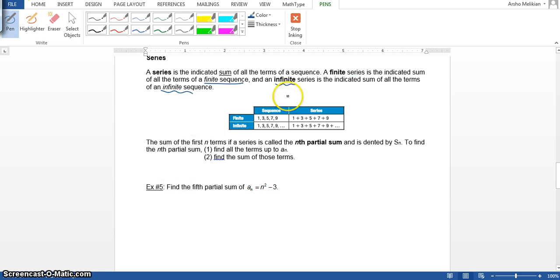This is a visual representation of what I just said. If you have a sequence which is finite, if you add them all up, then you have a finite series. If you add up the terms in an infinite sequence, then you have an infinite series.